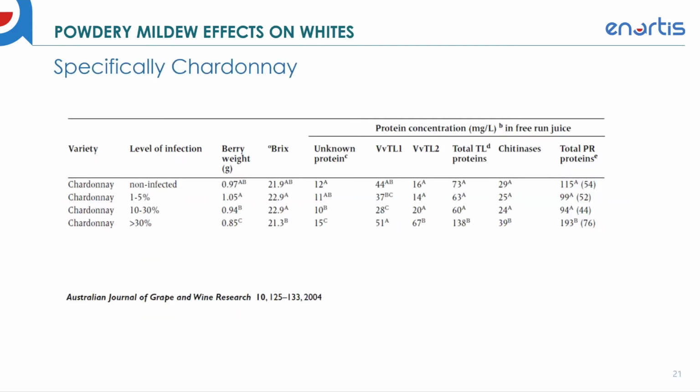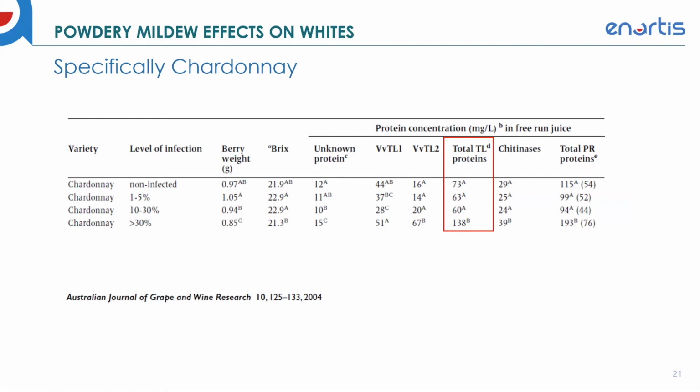Other things that can happen, specifically in Chardonnay, we can see issues with protein stability. If we get concentrations of powdery mildew above 30% infection, we can see dramatic increases in thaumatin-like proteins, which are related to protein instability. So we can have greater difficulty with protein instability if we have high levels of powdery mildew. That's problematic for its own reasons. We'll have to add more bentonite in order to heat stabilize the wines.